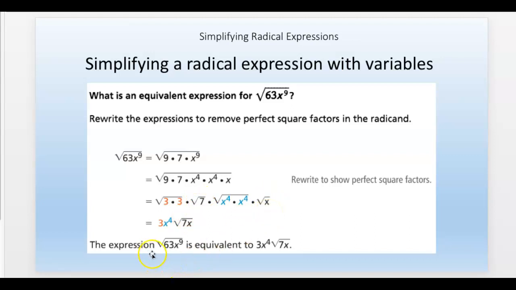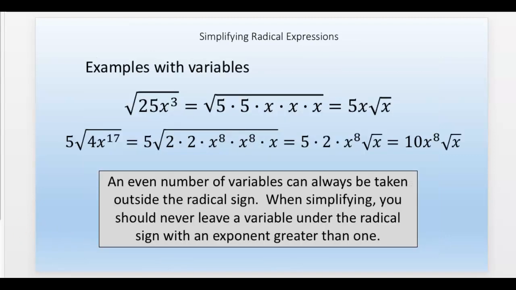So the original expression, the square root of 63 x to the 9th, is the same as this expression. This is simplified: 3x to the 4th times the square root of 7x. Those are the same. If you notice with the variables, guys, an even number of variables can always be taken outside the radical sign.